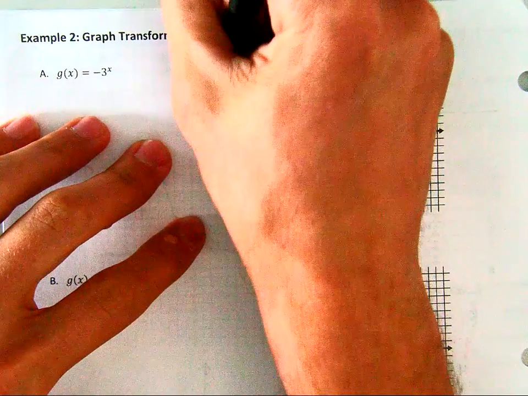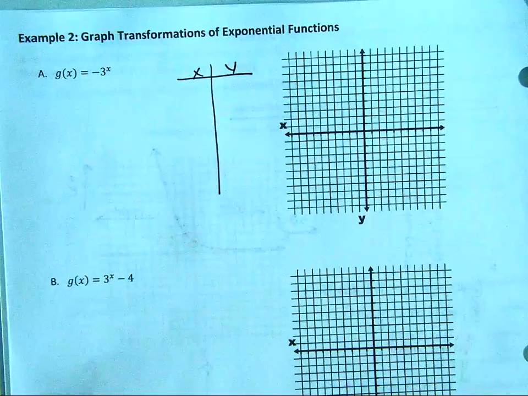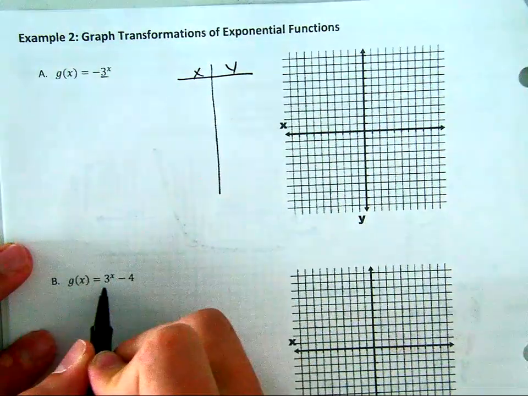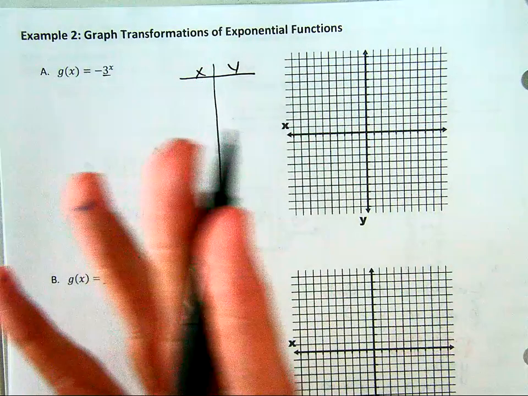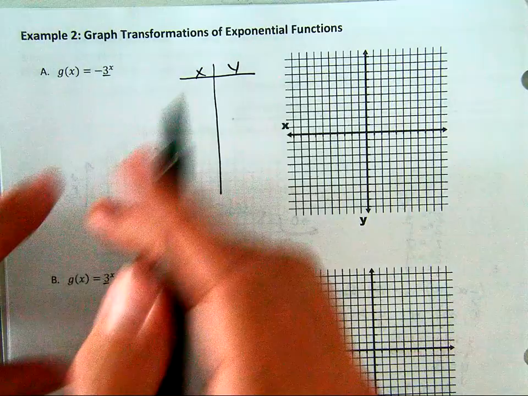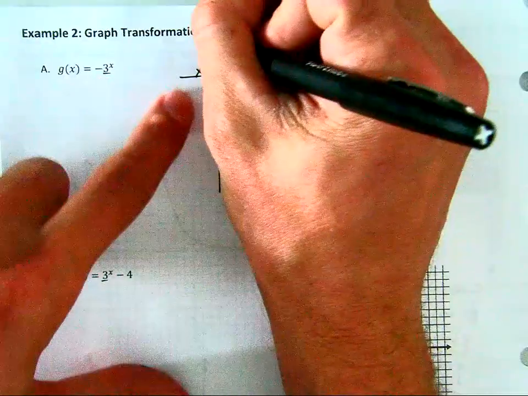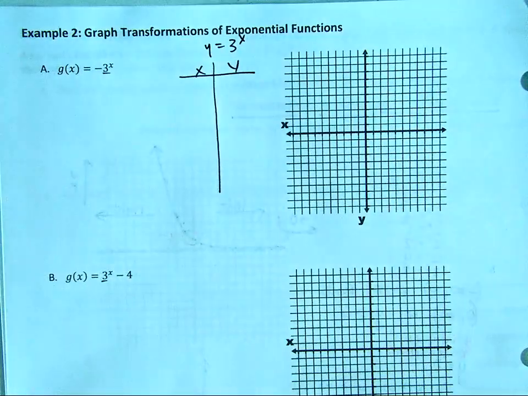So the parent function is going to look a little different for each graph depending on what the base of the exponent is. So we could have a 3 to the x, could have a 2 to the x, but it's going to look a little different for each one depending on what that base is. But for this parent function, y equals 3 to the x, we're going to take a look at what this graph looks like.